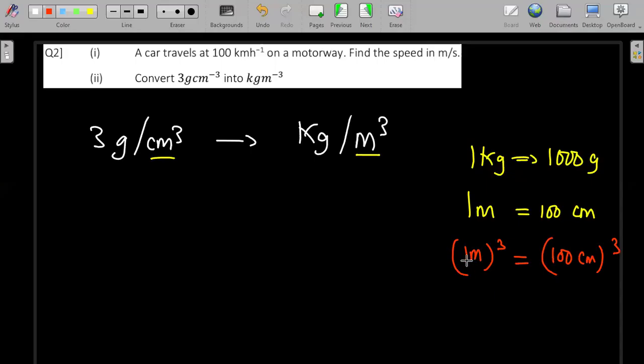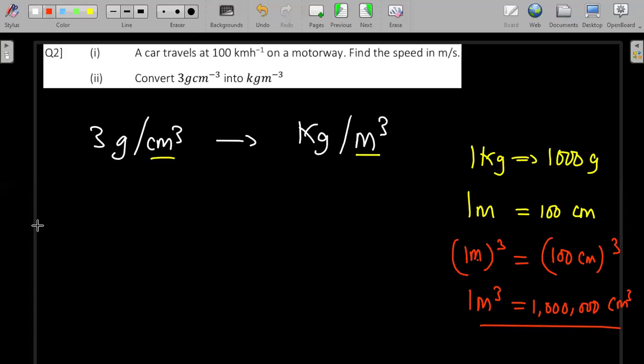So 1 to the power 3 will still remain 1, and m to the power 3 is equal to 100 to the power 3 cm to the power 3. 100 to the power 3 is going to give me 1 million, so 6 zeros. And this cm to the power 3 stays cm to the power 3. So this will be the conversion factor for converting from cubic centimeters to cubic meters.